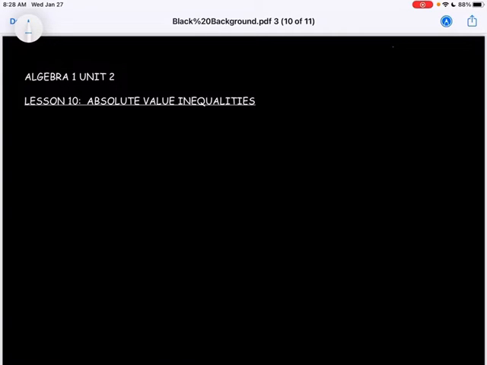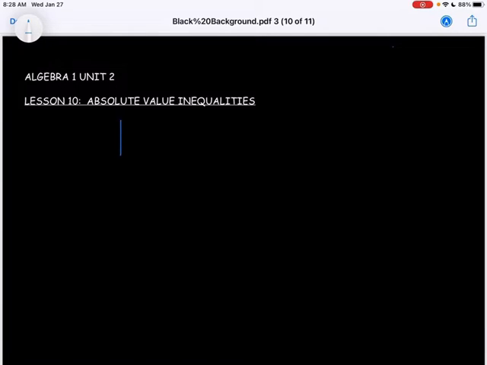Today I'm going to be looking at absolute value inequalities. If you're following along in the book, it's from Algebra 1, Unit 2, and we're looking at Lesson 10. In the previous videos, I've looked at absolute value equations and we've looked at inequalities. So this is just combining both of those things.